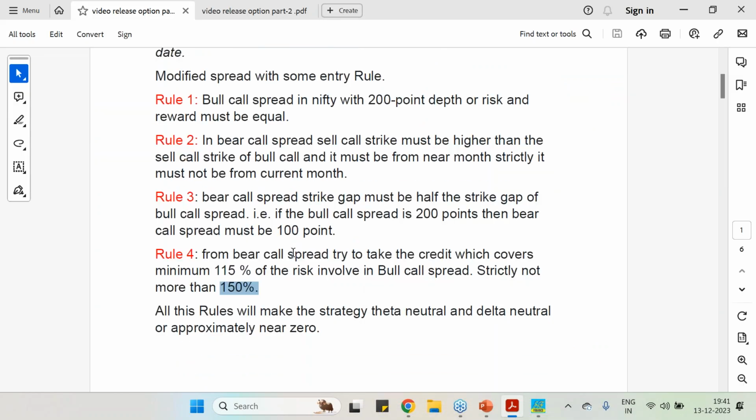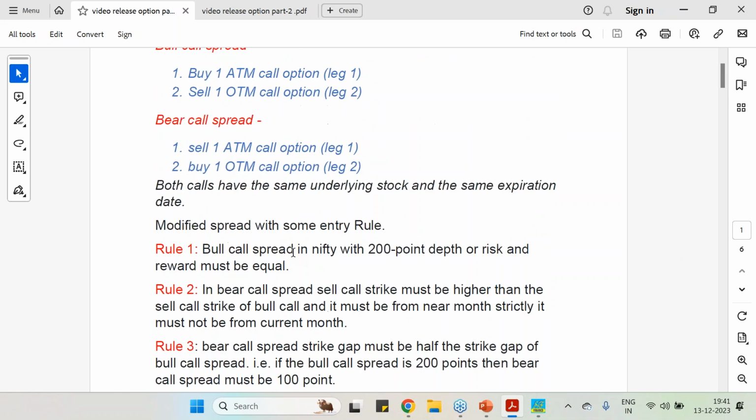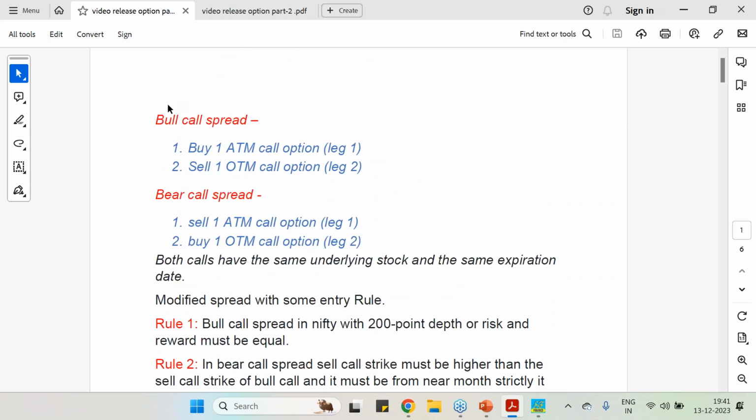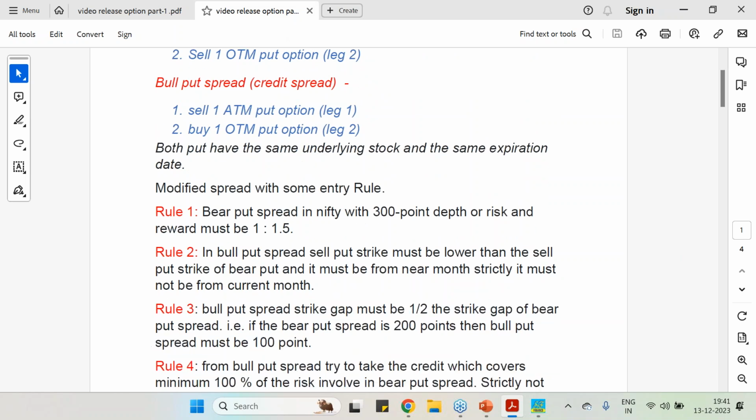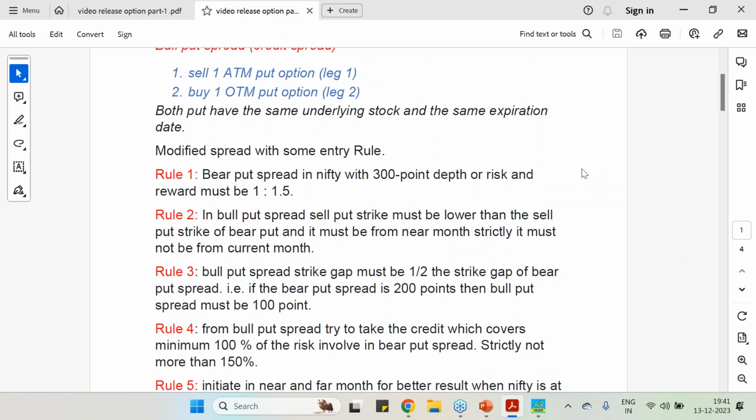Okay, fine. This is done for call options. What about put options? Same process, you will be entering the trade. However, a slight deviation will be there. When you form the bear put spread, earlier what I used to say was 1:1 risk reward. But here, for the bear put spread, you make it 1:1.5 risk reward. Only 0.5 deviation.